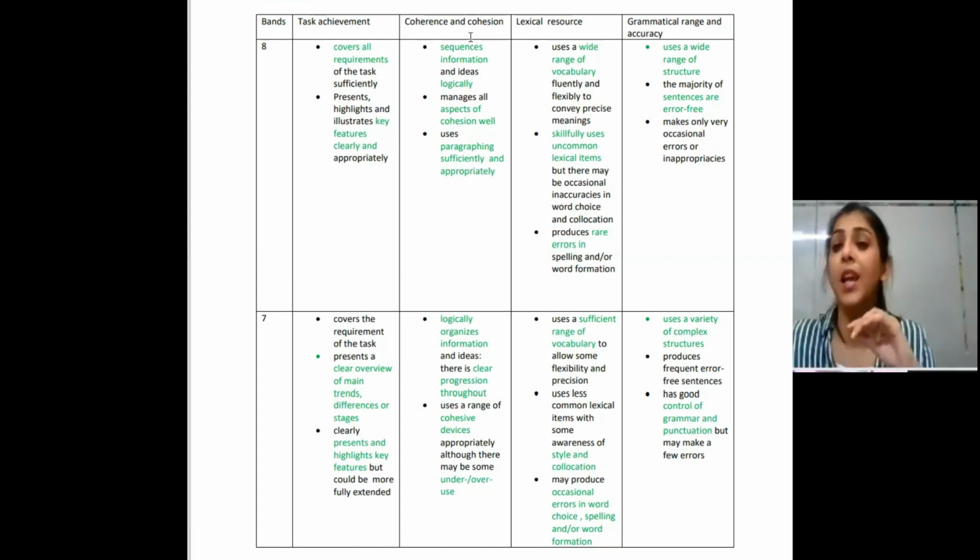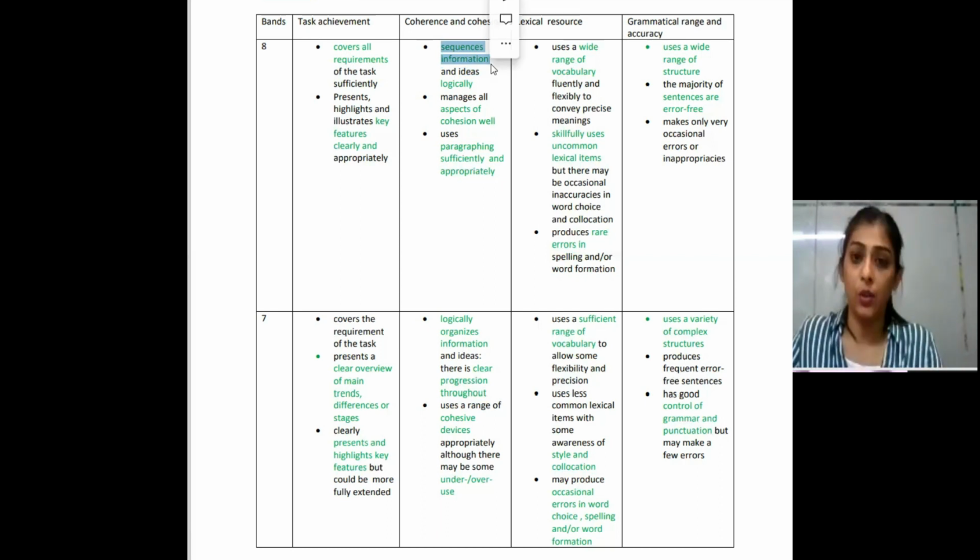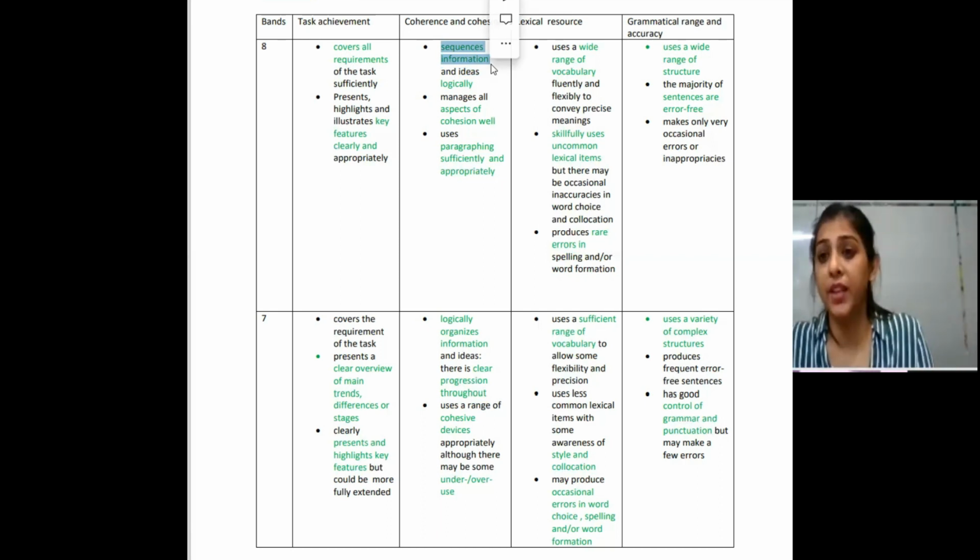And similarly, there should be a link within the paragraphs as well. Now, in order to meet this criterion, what you need to do is, first of all, see the sequence of the information. Most of the students don't first of all analyze and understand the writing task one. They start handling the information in the same way as shown in the illustration. This is completely wrong. You need to organize it logically.